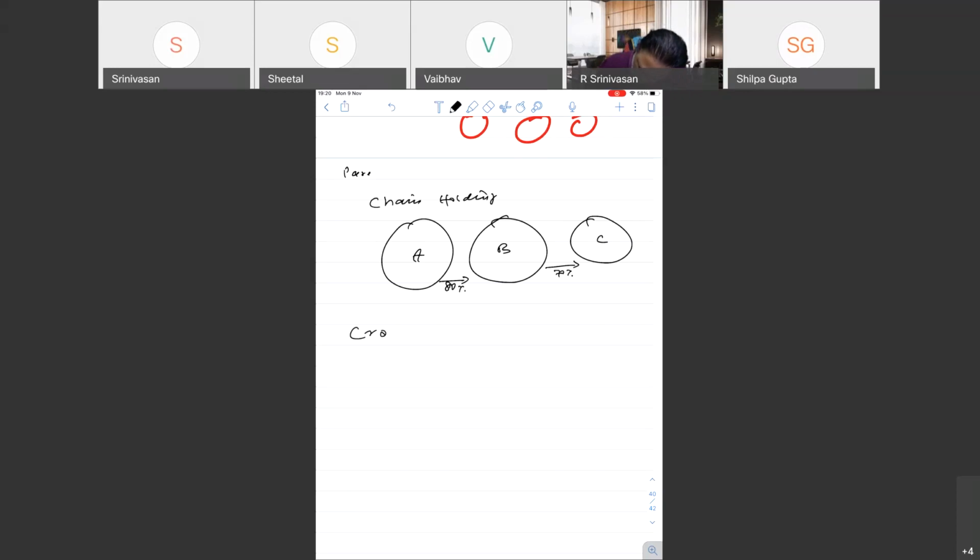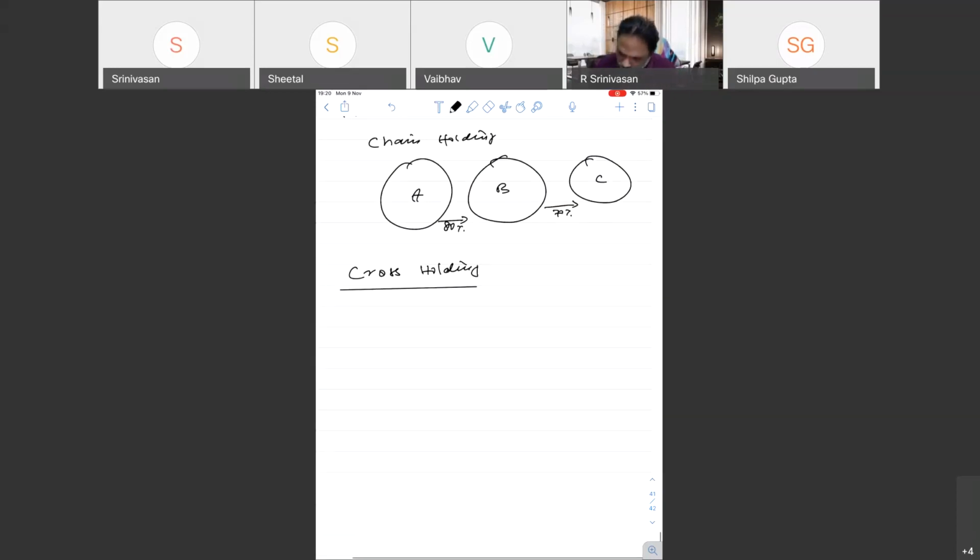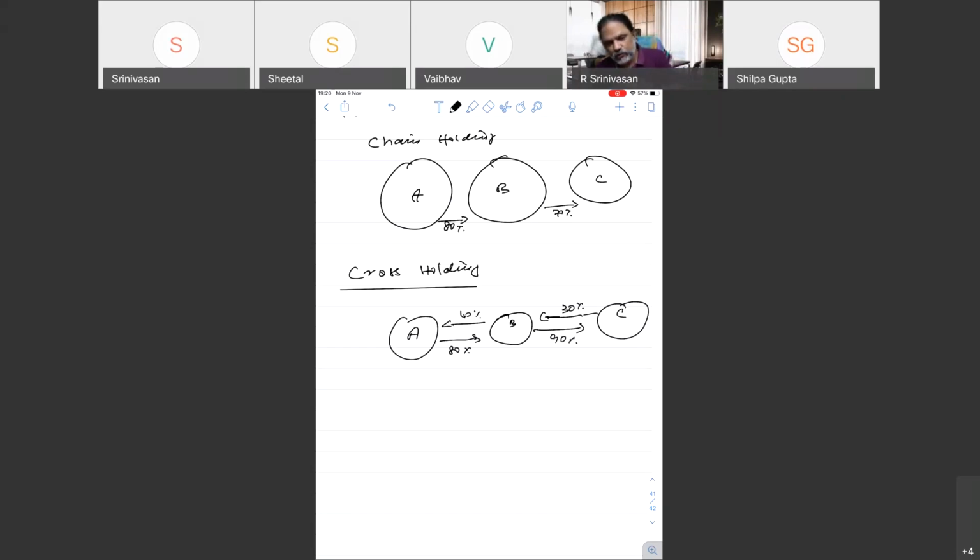Cross holding. A has invested 80% in B. B has invested 40% in A. And B invested 90% in C. C invested 30% in B. So something like that is the cross holding. A is holding in B and B is holding in A. That is a cross holding.